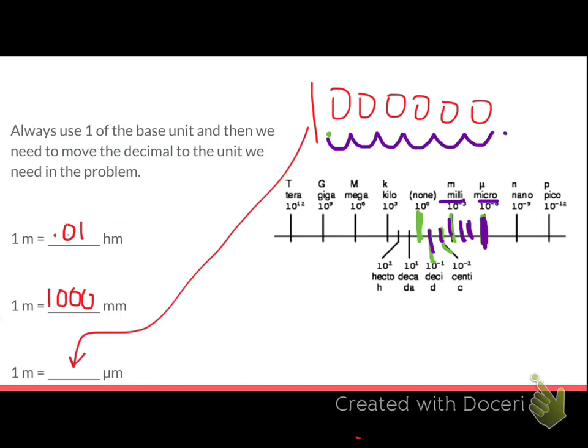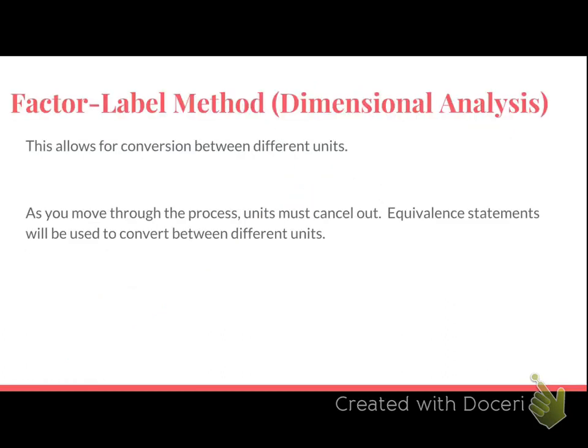All right. So let's keep moving on. Let's see what else we can do here. So once we have those equivalent statements, what we're going to do is we're going to use what we call the factor label method. So this is also referred to as dimensional analysis. You're going to see me call it dimensional analysis a lot more than the factor label method, but that's just what it's called. So what this does is it allows us to convert between different units.